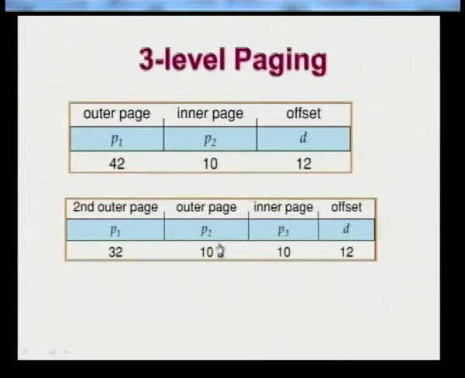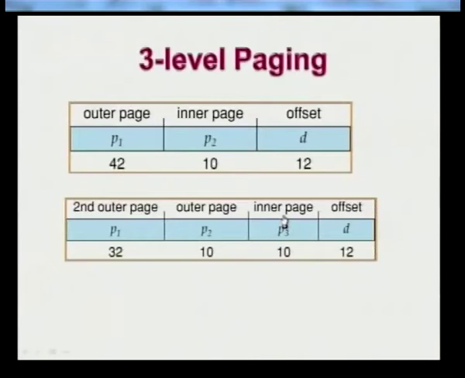as 10 bits. However, the outer page, which corresponds to 42 bits, is now separated into 32 bits as the second outer page and 10 bits as the inner outer page, or next level of our primary outer page. This is how the 3-level paging scheme is organized.